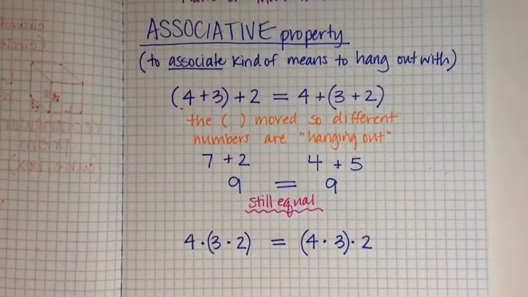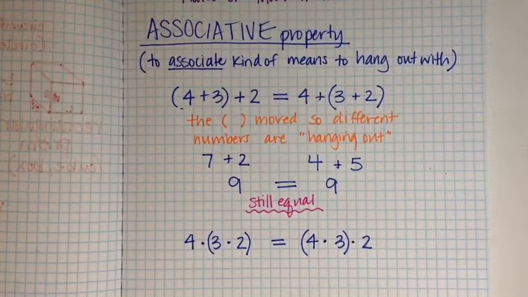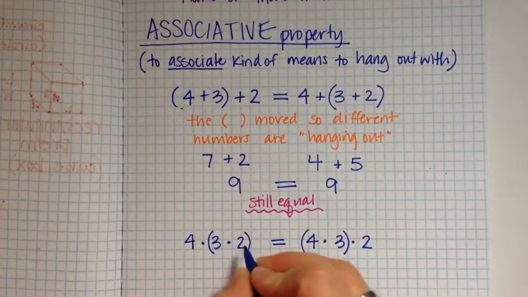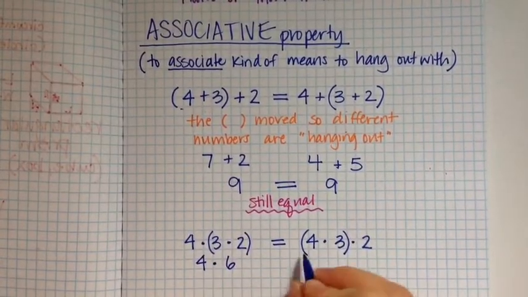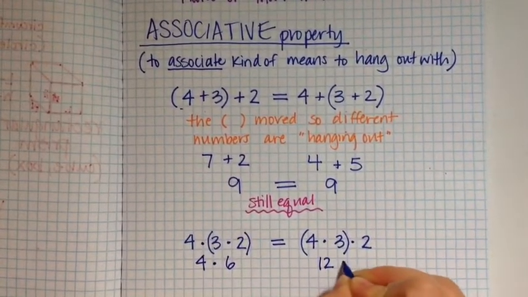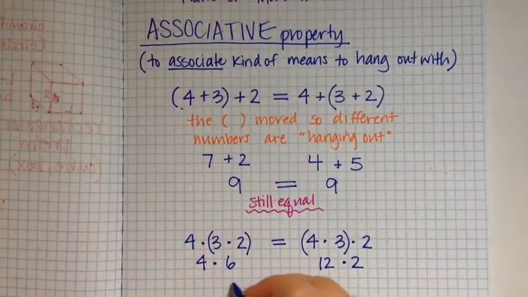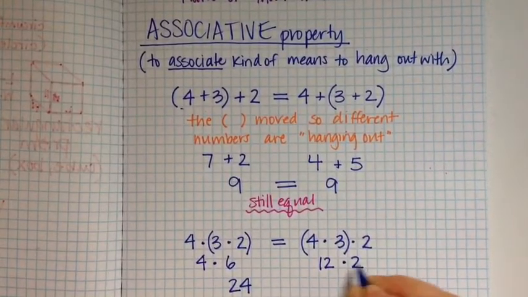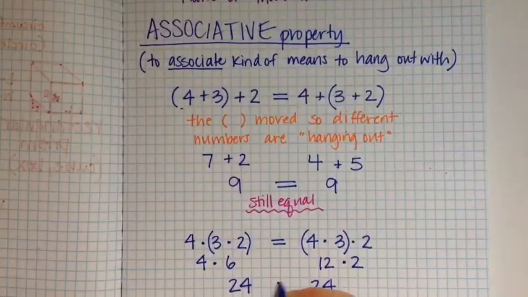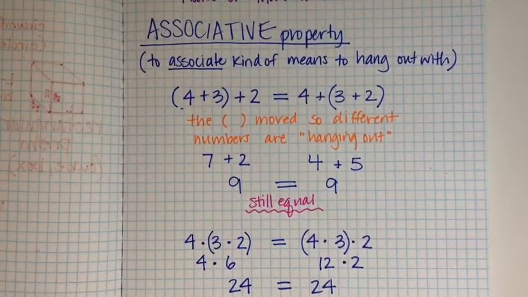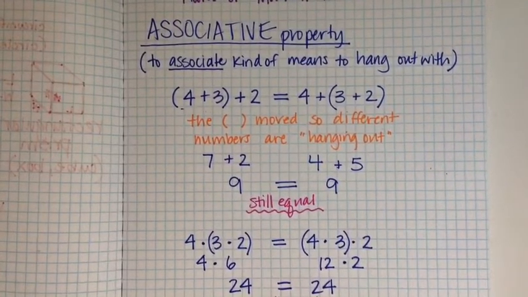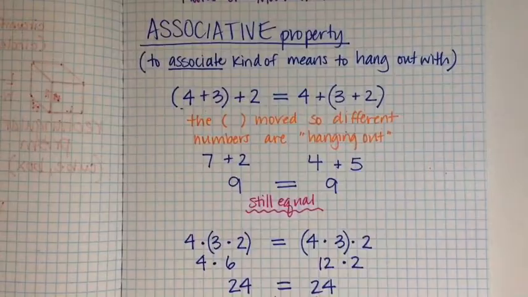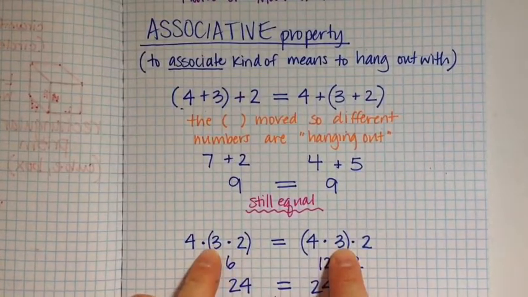We'll sort of prove what Mrs. Langton just said. So I do the parentheses first. 3 times 2 is 6 times 4. 4 times 3 would be 12 times 2. 4 times 6 is 24. 12 times 2 is 24. Ta-da! They are still equal. Okay, so I moved the parentheses, but it still works.